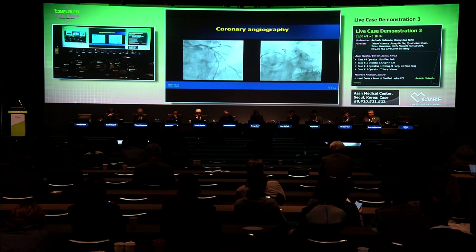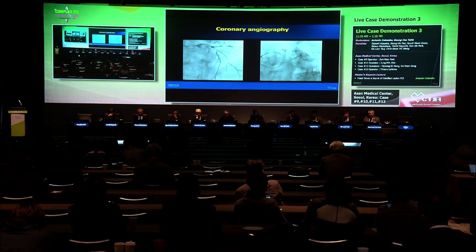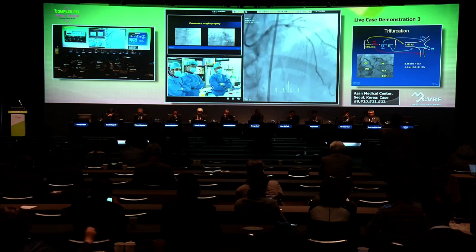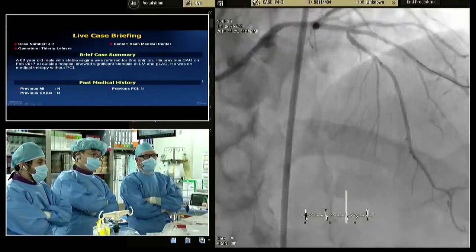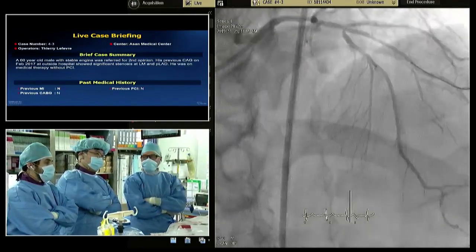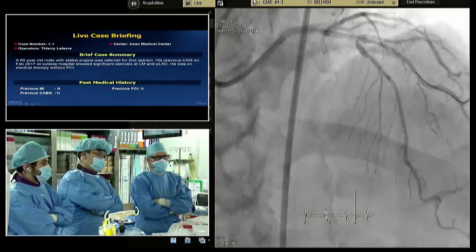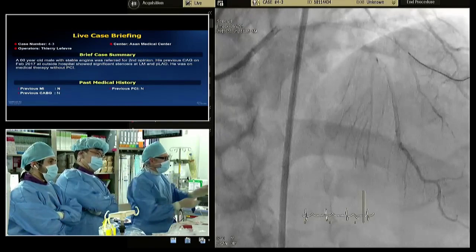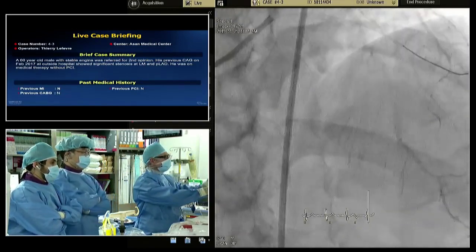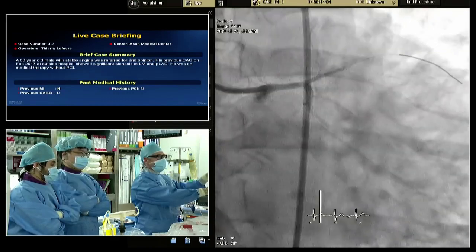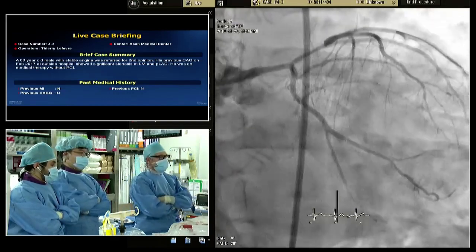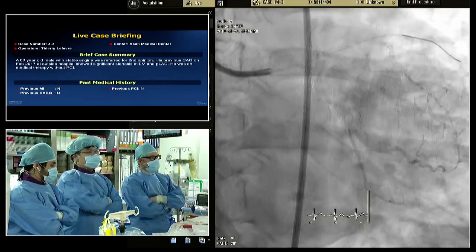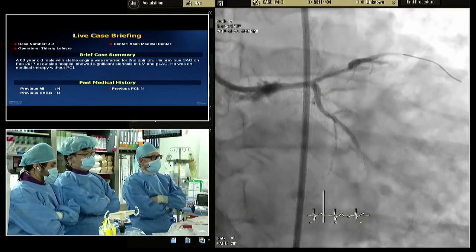So I let you think about the strategy of this case. What we have already done is we have selected a 7 French extra backup 3.5 guiding catheter. Remember that this patient is 60 years old, is diabetic, he had no disease of the right, but relatively complex disease of the LAD, left main and trifurcation. This is the first view that we have done, and then we have done the caudal view. You can see clearly the disease extending, not from the ostium, but very close to the ostium of the left main, up to this trifurcation.